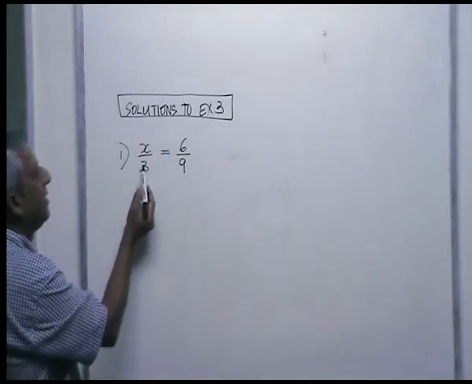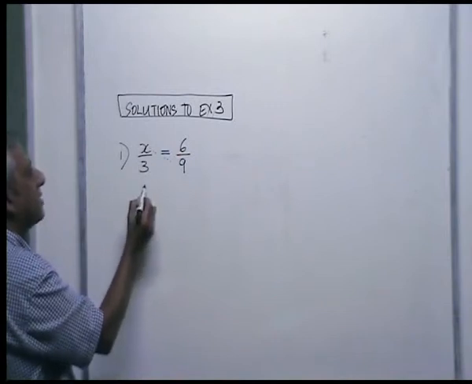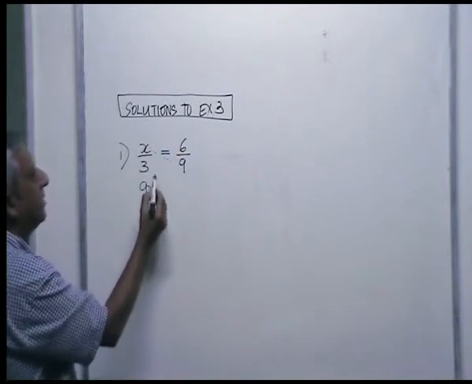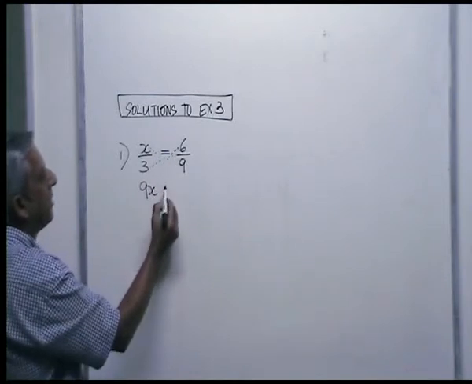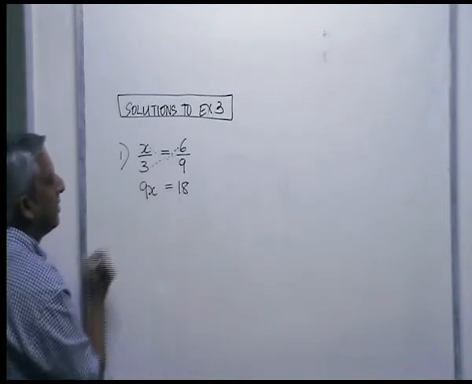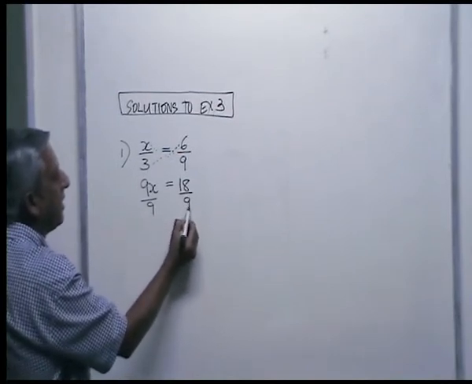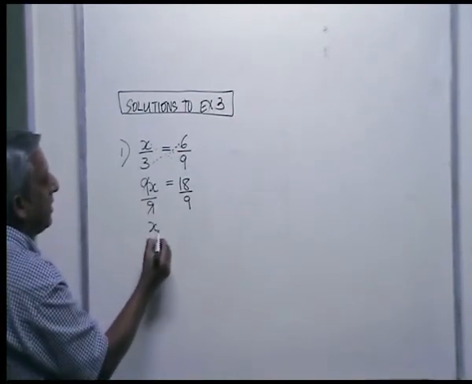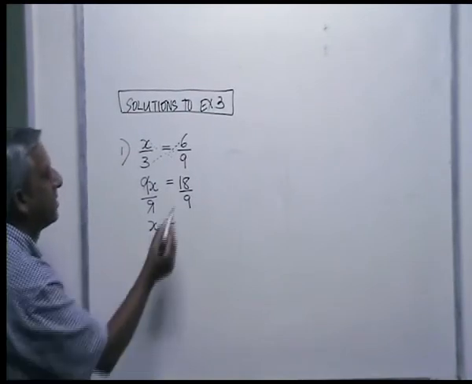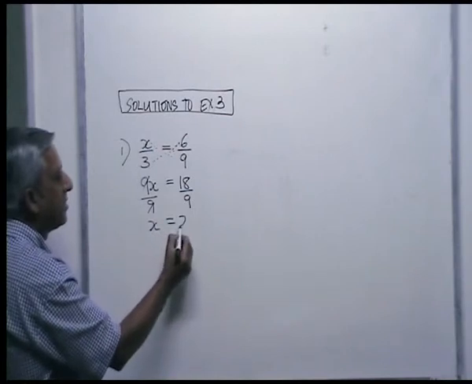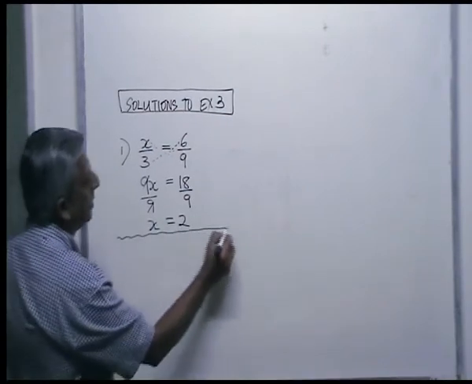So you cross multiply. So 9 times x gives you 9x. 3 times 6 gives you 18. Then you divide by 9 and you divide by 9. You're left with x is equal to... You're left with 1x, but I'll just write x. 18 divided by 9 is 2. So that finishes number 1.